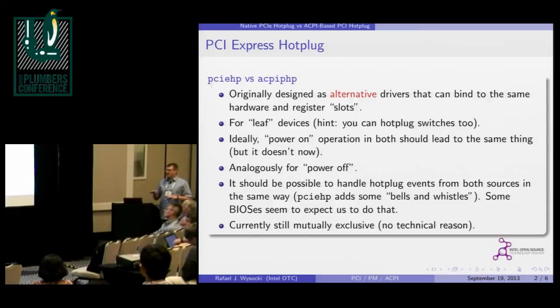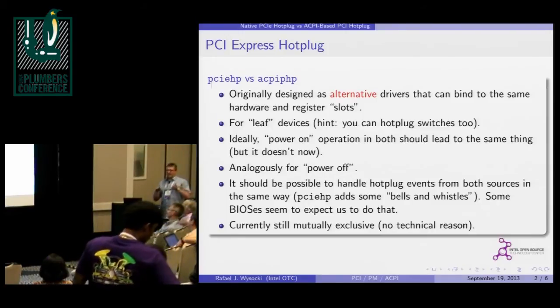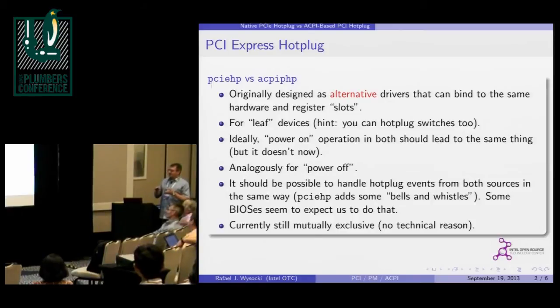So we may need to redesign those things so that they really do the same operations on hot remove and on hot add, regardless of the source of the event. So we can get a root port interrupt which says the device has appeared, or we can get an ACPI notification which says the same thing, and we should be doing the same. They both should lead to the same code path. Ideally, but that's not what happens today.